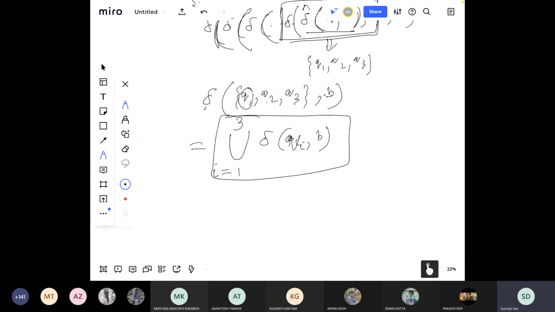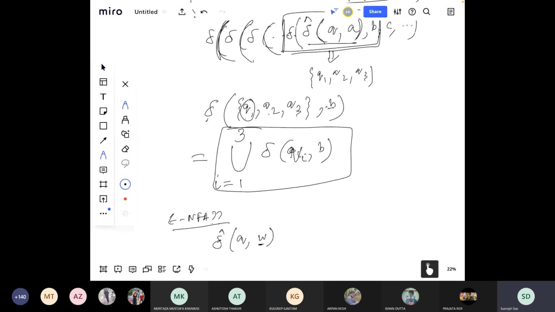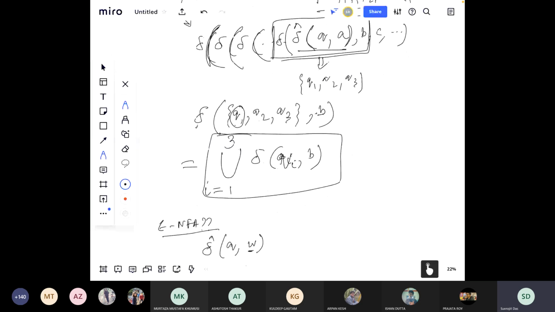But in case of epsilon NFA, what would be the case? In case of epsilon NFA, del hat of q, you start at q, and you are parsing your w, and you are checking what are the states that I'm going through to accept w, and I accept only if I reach a final state, right? And this is true for epsilon NFAs, NFAs, and DFAs.